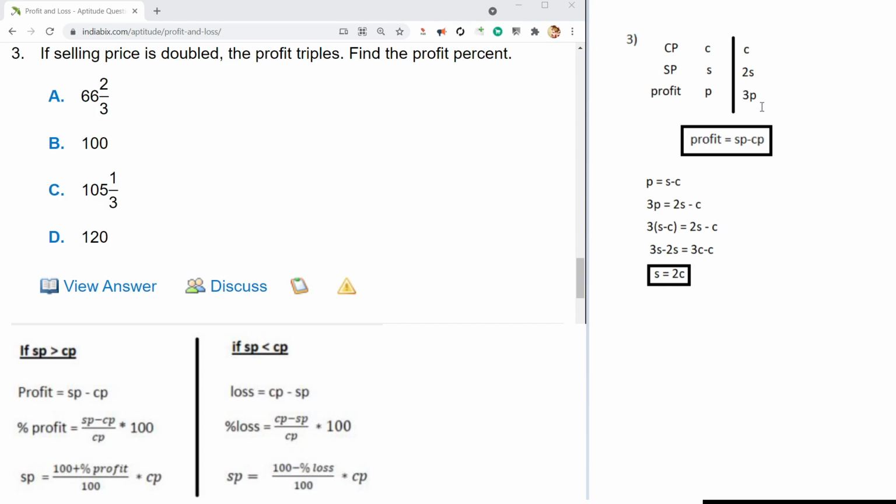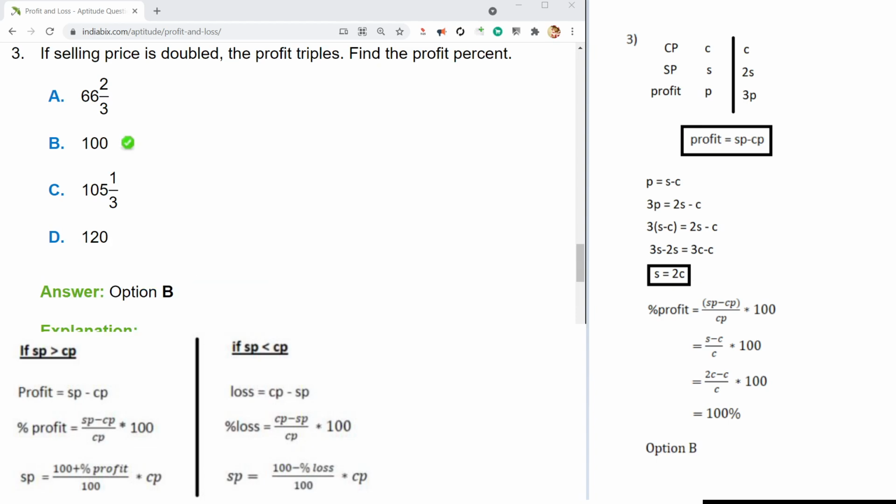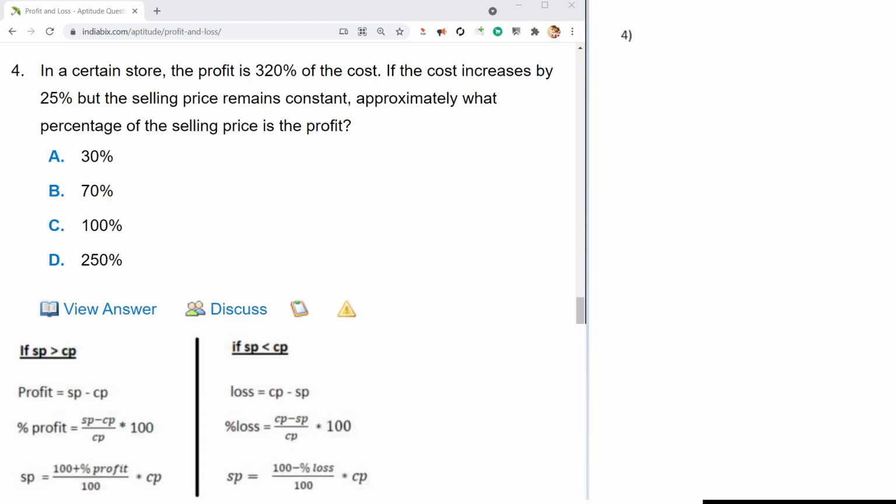Now we need to find out the profit percentage. Percentage profit equals (SP minus CP) by CP into 100. If you substitute the values, SP as S, CP as C, we get (S minus C) by C into 100. But from this equation, S equals 2C we got. So if you replace S by 2C, (2C minus C) by C into 100 equals 100%. Option B. Option B is correct. Let's see problem number 4.